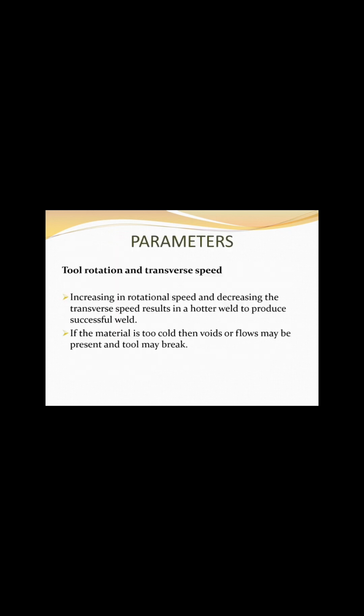Next we go to the welding parameters. Tool rotation and traverse speed. An increase in rotational speed and a decrease in the traverse speed result in a hotter weld, which produces a successful weld. If the material is too cold, then voids or flaws may be present and the tool may break.